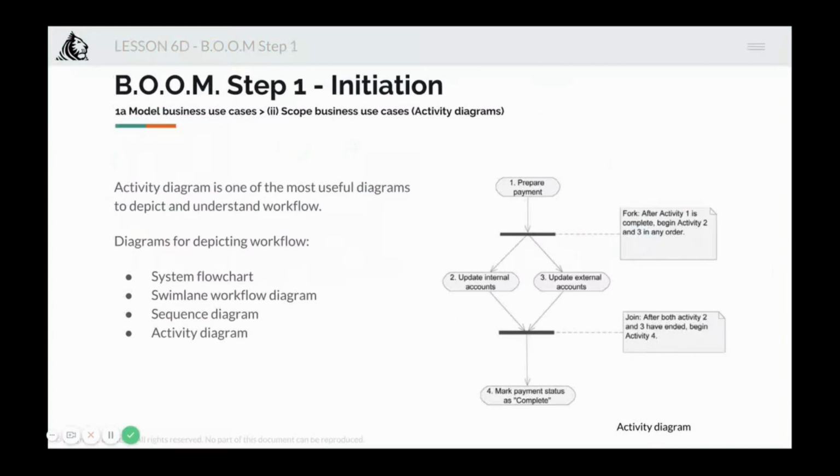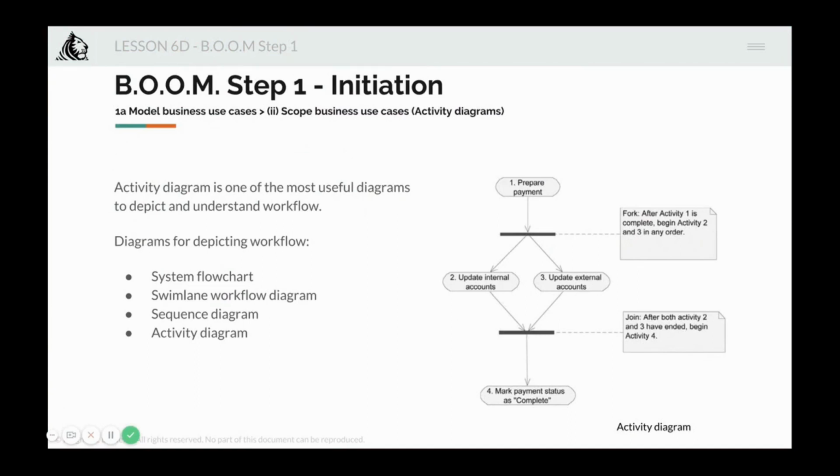So after creating the business use case diagram, you can create an activity diagram. In my opinion, activity diagram is one of the most useful diagrams in general to depict and understand workflows. So for depicting workflow, you have essentially four different kinds of diagrams. You have system flow chart, you have swim lane workflow diagram, you have sequence diagram, you have activity diagram. I personally prefer activity diagram a lot. So activity diagrams very clearly identify what's happening throughout the flow. Okay, and this is something which your developers will absolutely love you for, because they don't have to go through a thick document. They can simply go through the flow and they exactly know what rules and what workflows they have to design for, right?